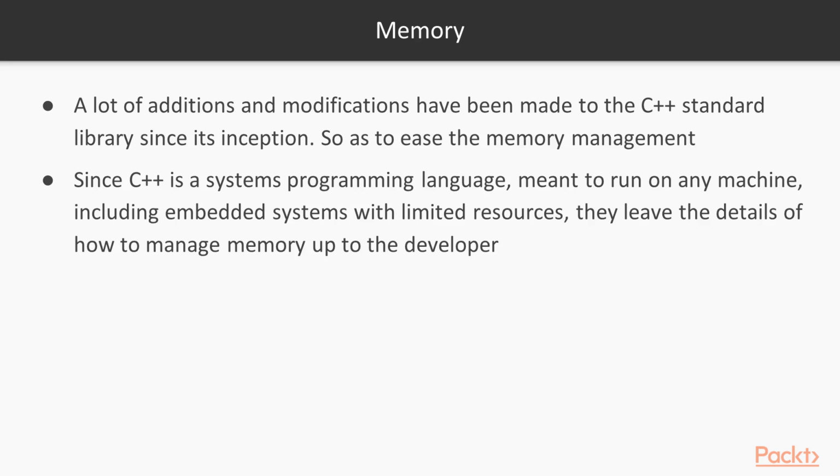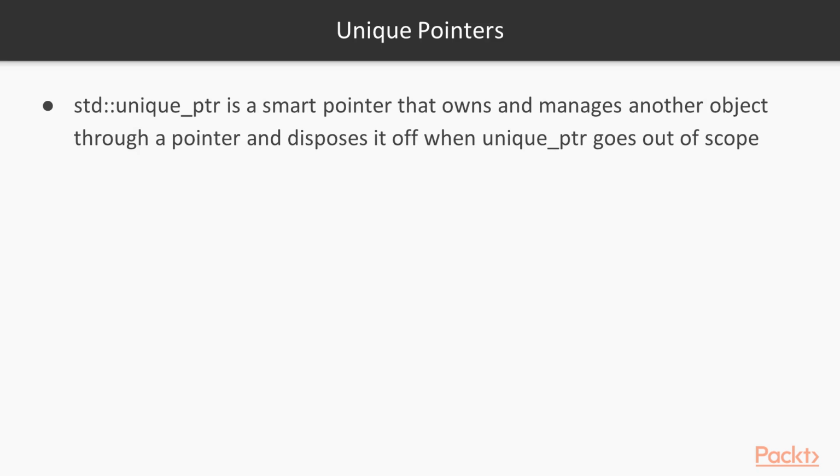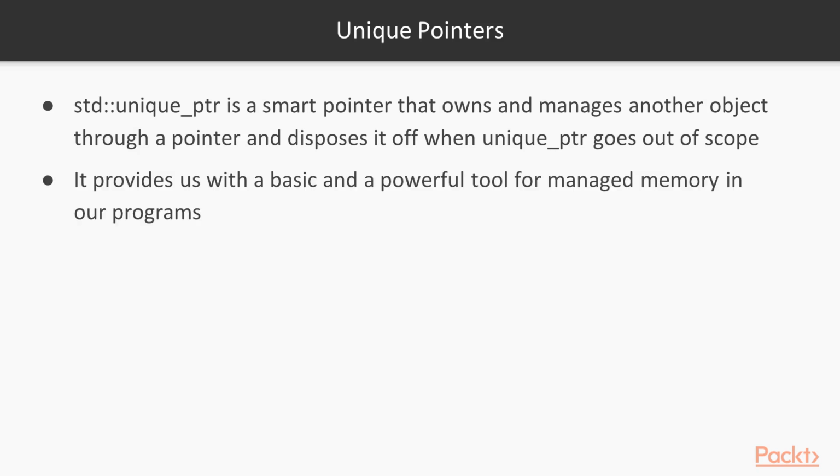Since C++ is a systems programming language meant to run on any machine, they leave the details of memory management up to the developer. In this section, we are going to look at the many features defined in the memory header. The standard unique pointer is a smart pointer that owns and manages another object through a pointer and disposes of that object when the unique pointer goes out of scope. It provides us with a basic yet powerful tool for managed memory in our programs.